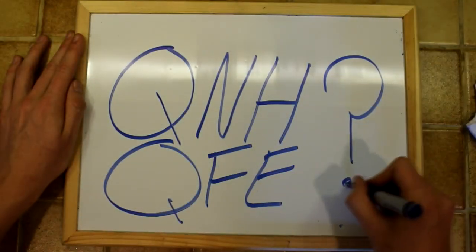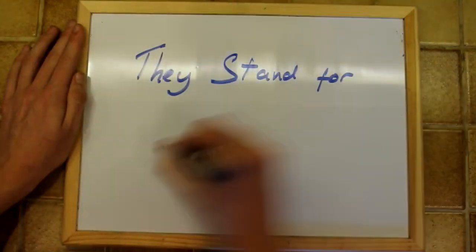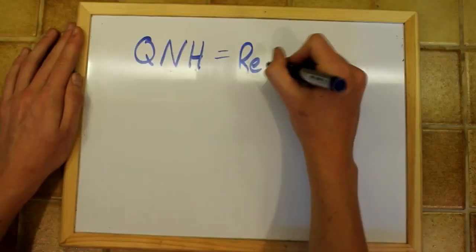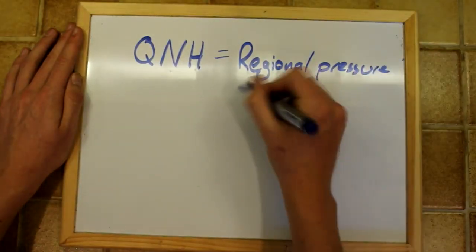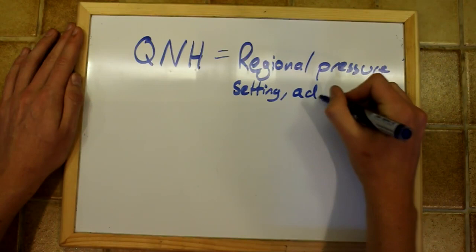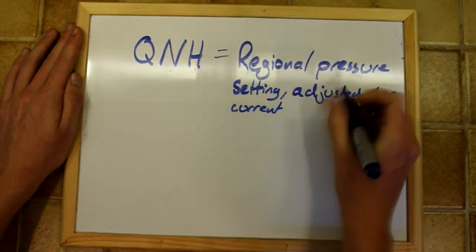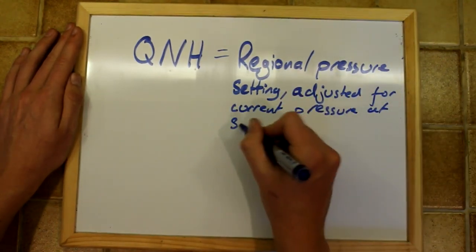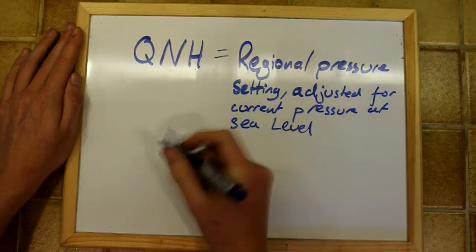What is QNH and QFE? First off, annoyingly they don't actually stand for anything. QNH is the regional pressure setting. All aircraft flying within the designated regions should be flying on the QNH. The QNH is the mean sea level pressure in that region. Therefore the QNH will tell you your altitude.